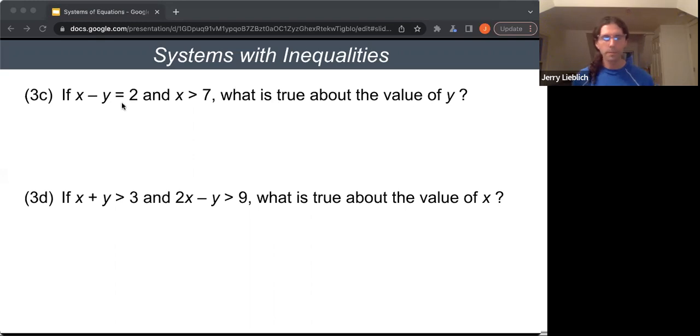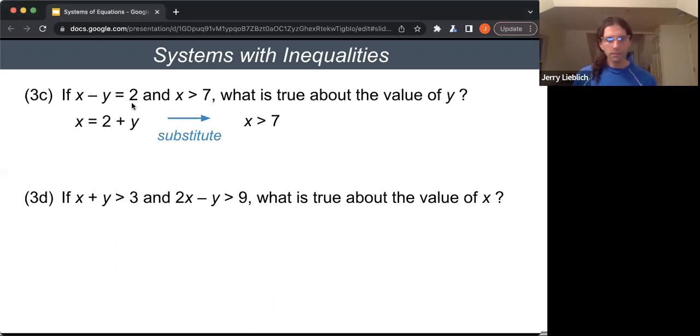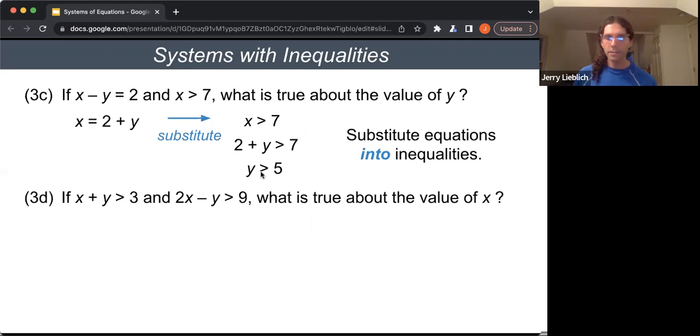Let's think about why. So if I wanted to substitute here, I can isolate x, plug 2 plus y in for x over here, and that teaches me about y. I couldn't do the opposite, because let's say I want to plug in for x, and I say, all right, cool, x is greater than 7, so x is 8. And I plug 8 equals 2 plus y. Let's just look at it, right? 8 equals 2 plus y. So that means 6 equals y.